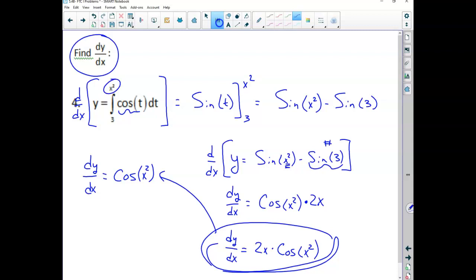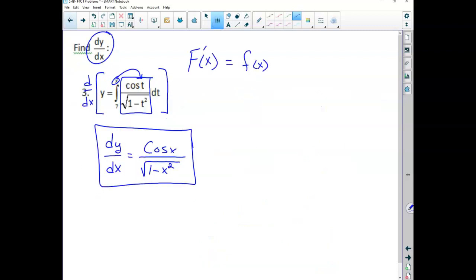It came from the derivative of that guy, didn't it? Times 2x. What's the derivative of x squared? Times 2x. Hey, that's the chain rule going on here, ladies and gentlemen. The derivative of sine of something is cosine of something times the derivative of that something. So why didn't I have to do that before?